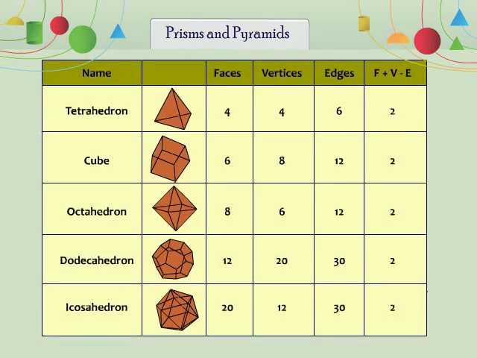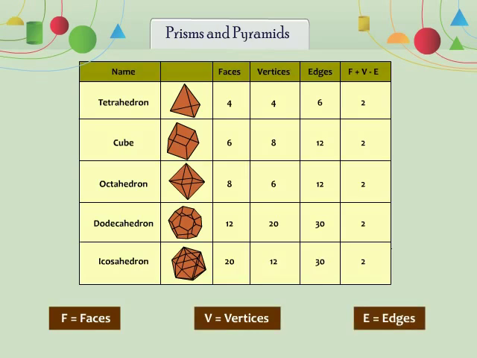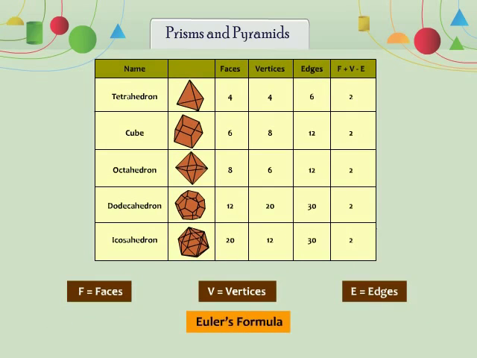Now let's tabulate the number of faces, edges and vertices for the following polyhedrons. Here, F stands for number of faces, V stands for number of vertices, and E stands for number of edges. From the last 2 columns, we find that F plus V is equal to E plus 2. Therefore, F plus V minus E is equal to 2. As we know, this relation is called Euler's Formula.